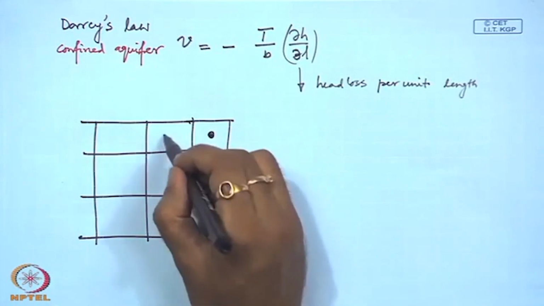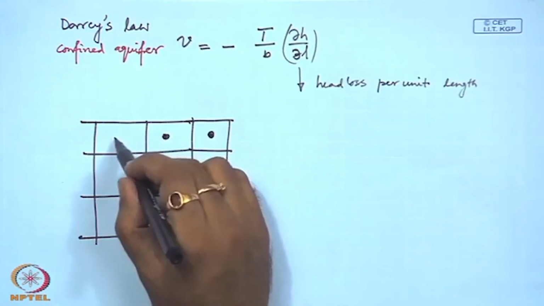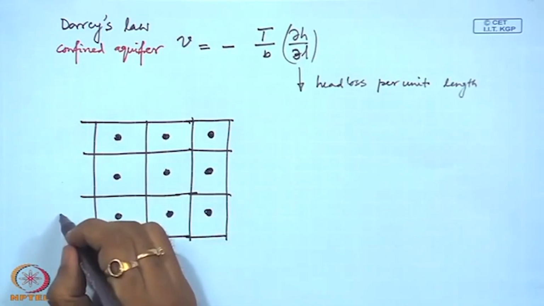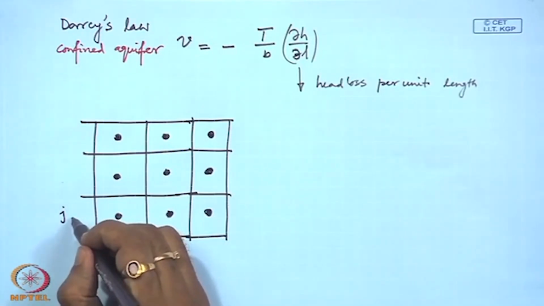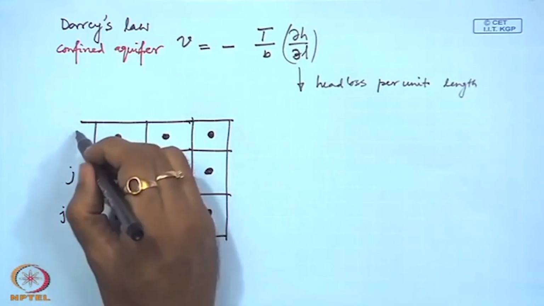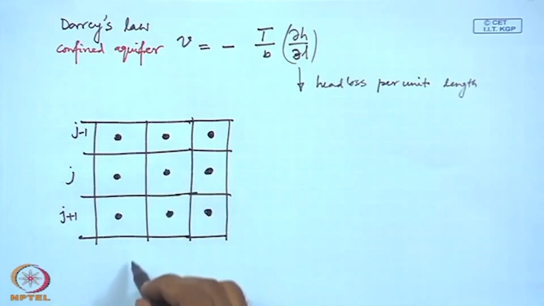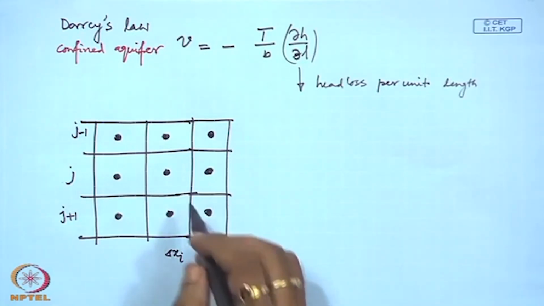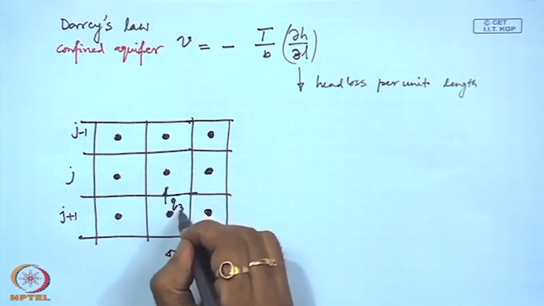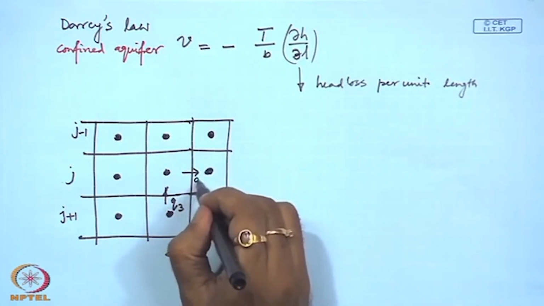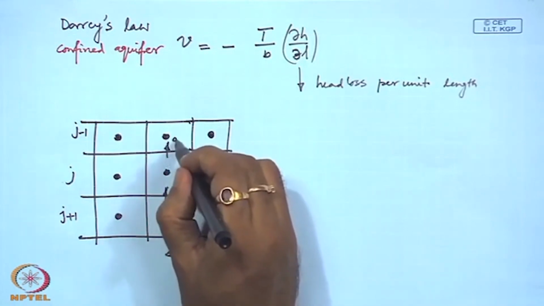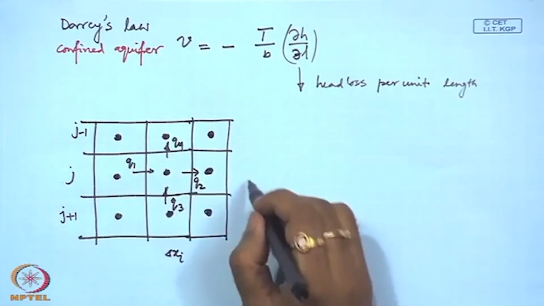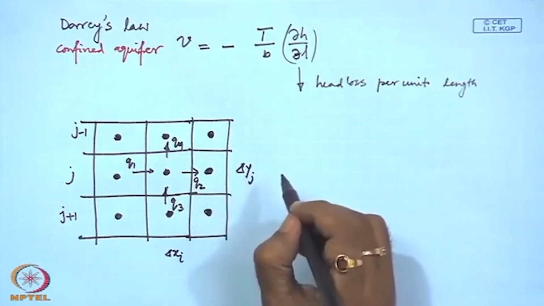So, these are basically nodes. Black dots are nodes. This is level, say, j plus 1, this is j, this is j minus 1, this is the ith cell, with del x i. Let us say that q 3 is entering, q 2 is leaving, q 4 is leaving, and q 1 is entering, and this is your del y j.